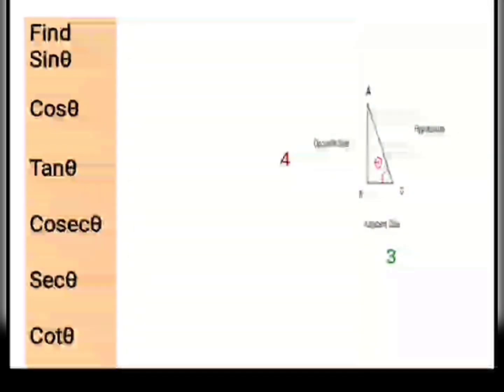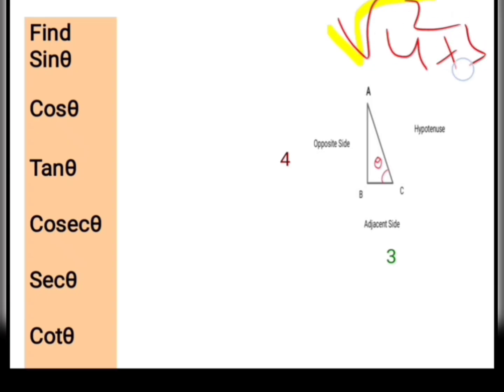Here in this question, it is asked to find all trigonometric functions, which are sin theta, cos theta, tan theta, cosec theta, sec theta. Sin theta is opposite side by hypotenuse, but here the hypotenuse is not given. By Pythagoras theorem, we can find the hypotenuse. Hypotenuse will be equal to under root of opposite side whole square plus adjacent side whole square, which is under root of 4 square plus 3 square, under root of 16 plus 9. 16 plus 9 is 25, under root of 25 is 5. So you will get the hypotenuse as 5.